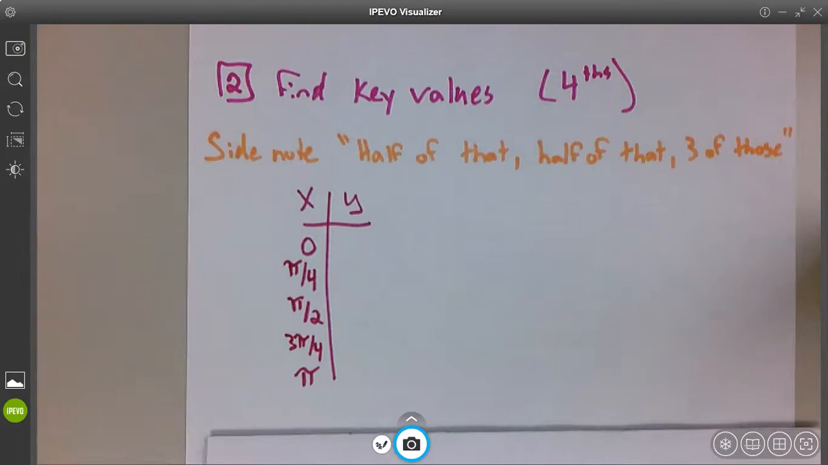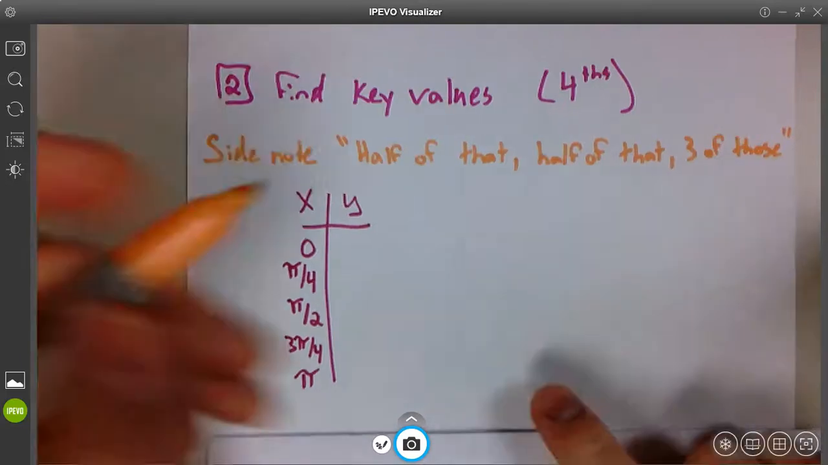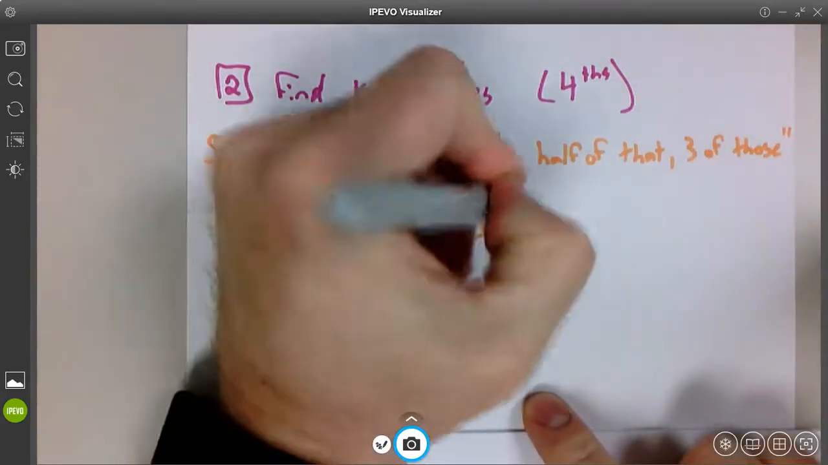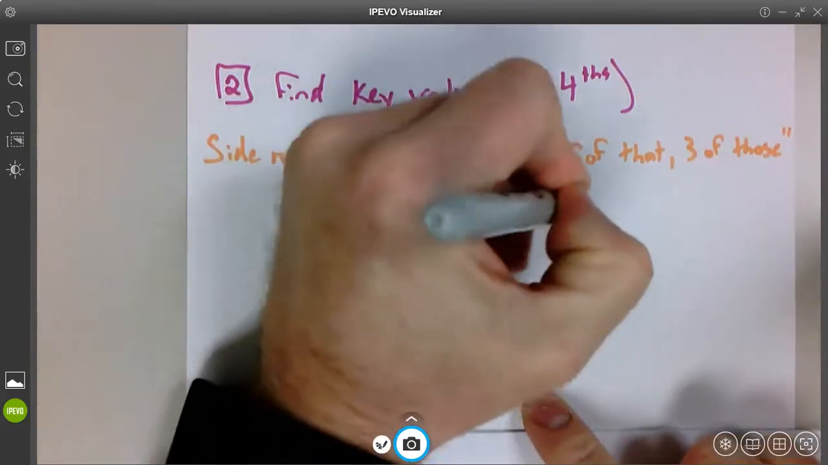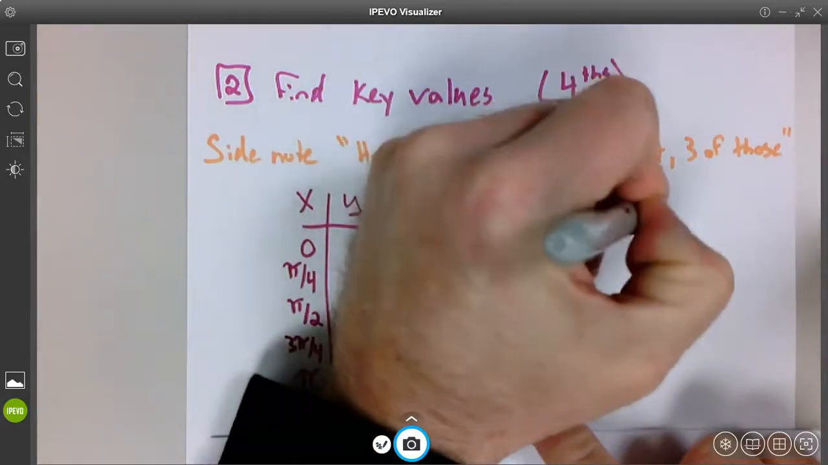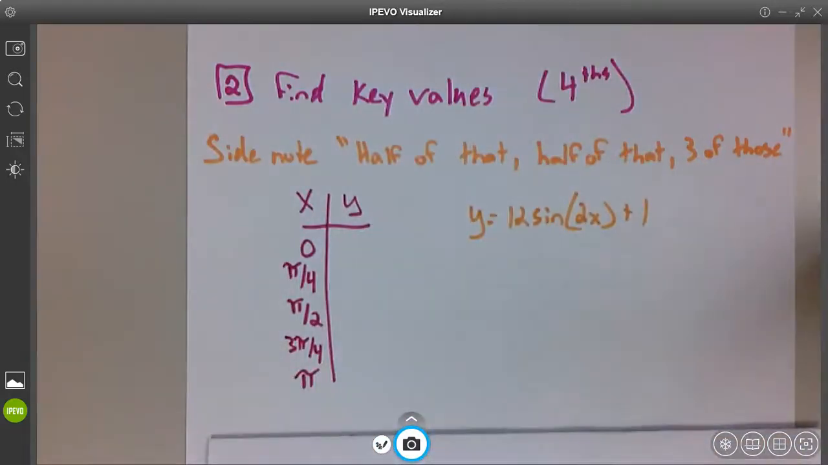The third goal for us was to plug these in one at a time. So the actual function was y equals 12 sine of 2x plus 1. And we're plugging in these values for x and seeing what the y value is. Once we have the y values, we plot the dots, and it should look like a sine and cosine curve, the wavy thing with nodes and antinodes, all of that.